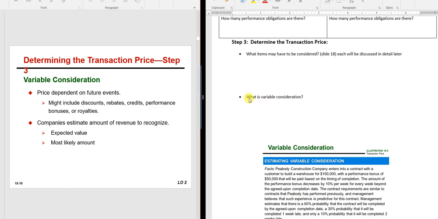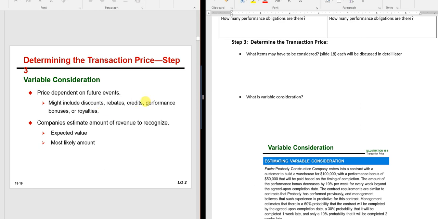So first of all, what is variable consideration? Variable consideration might include any discounts. So I might have a trade discount. I might have some rebates, any credits, any performance bonuses or royalties.